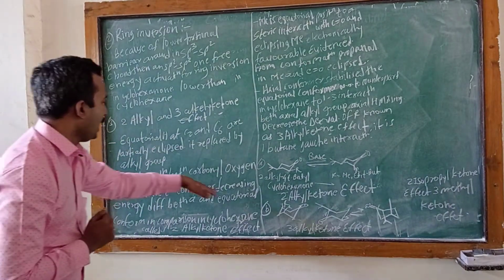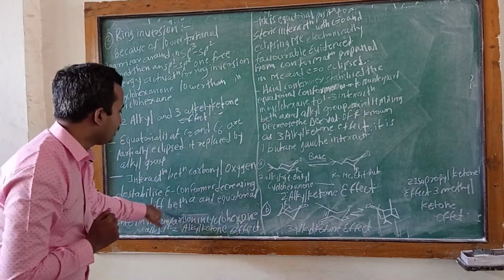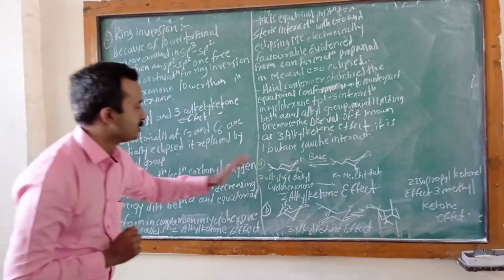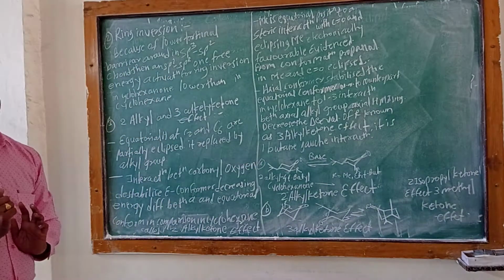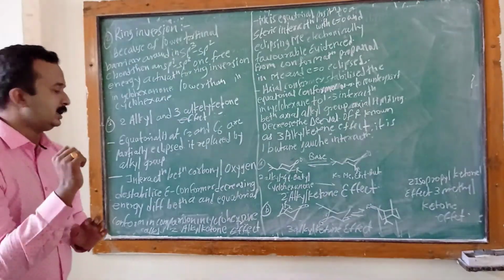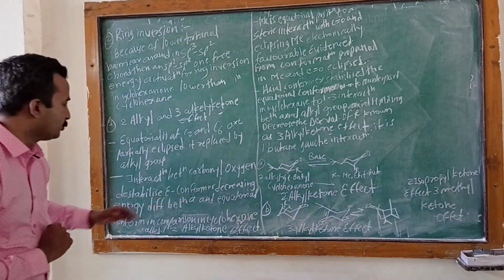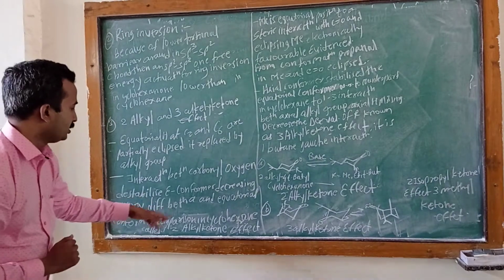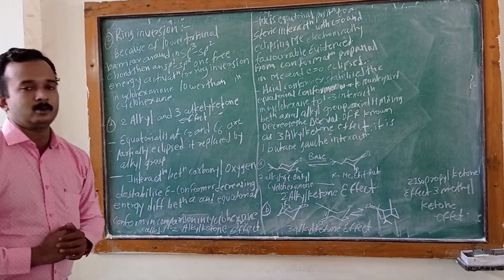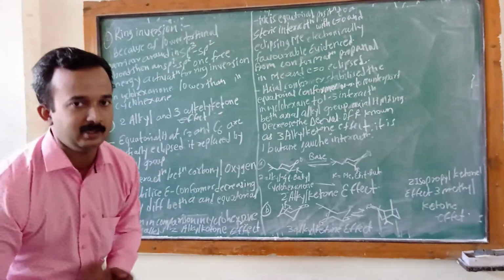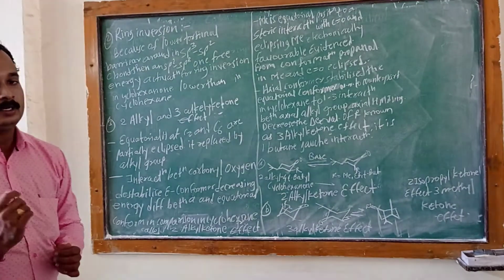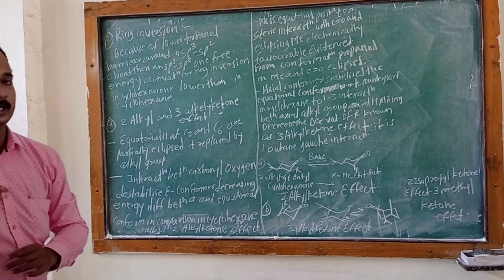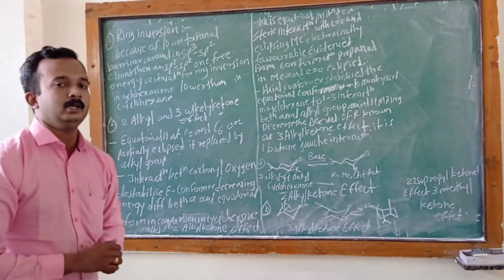And it decreases the energy difference between the axial and equatorial conformations in comparison with cyclohexanone, called the 2-alkyl ketone effect. So this effect is called the 2-alkyl ketone effect.